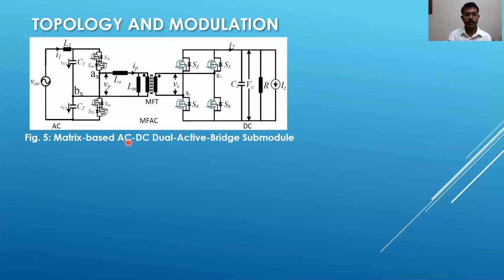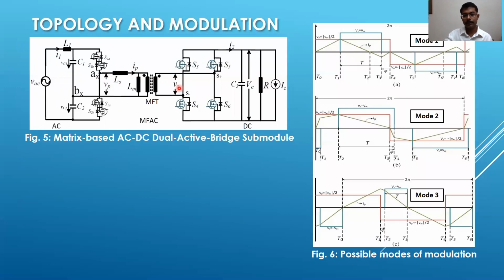So now our concentration will be only on the matrix-based AC-DC dual active bridge submodule, where you can see that there's a matrix-based half bridge at the front end and the H bridge at the back end. And you have the medium frequency transformer, whose leakage inductance is suitably designed for the required power transfer. We have the VP and the VS, which are respectively the pulses that are impinged by the matrix side as well as the secondary side H bridge.